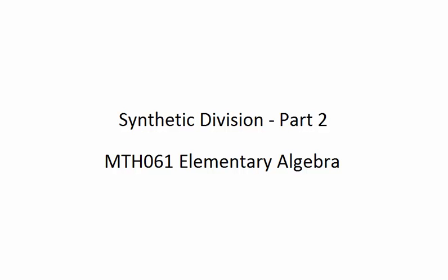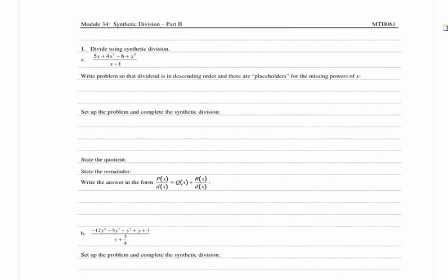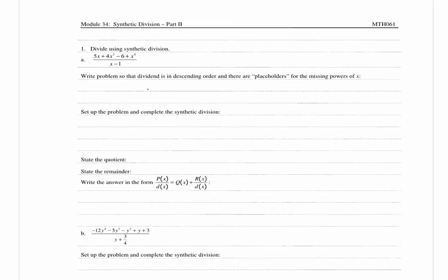In this video, we're going to be looking at synthetic division. And in number 1, it wants us to divide using synthetic division. And in A, we have 5x plus 4x cubed minus 6 plus x to the fourth over x minus 1. And they want us to write the problem so that the dividend is in descending order and there are placeholders for the missing powers of x.